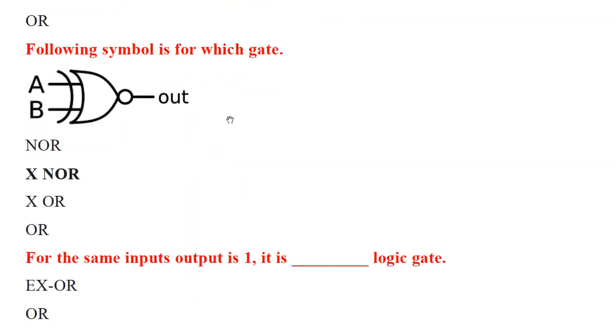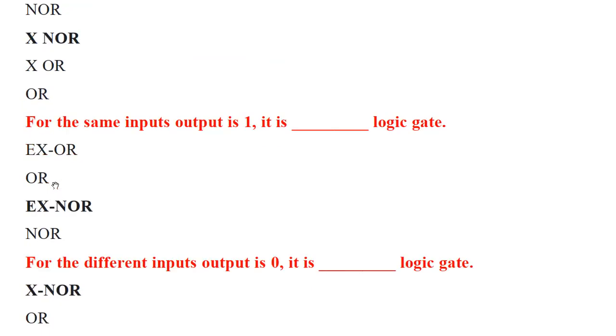Which gate is the following symbol for? Again, the symbol is given. This is XOR with a bubble, which means the XNOR gate. This is the XNOR symbol.